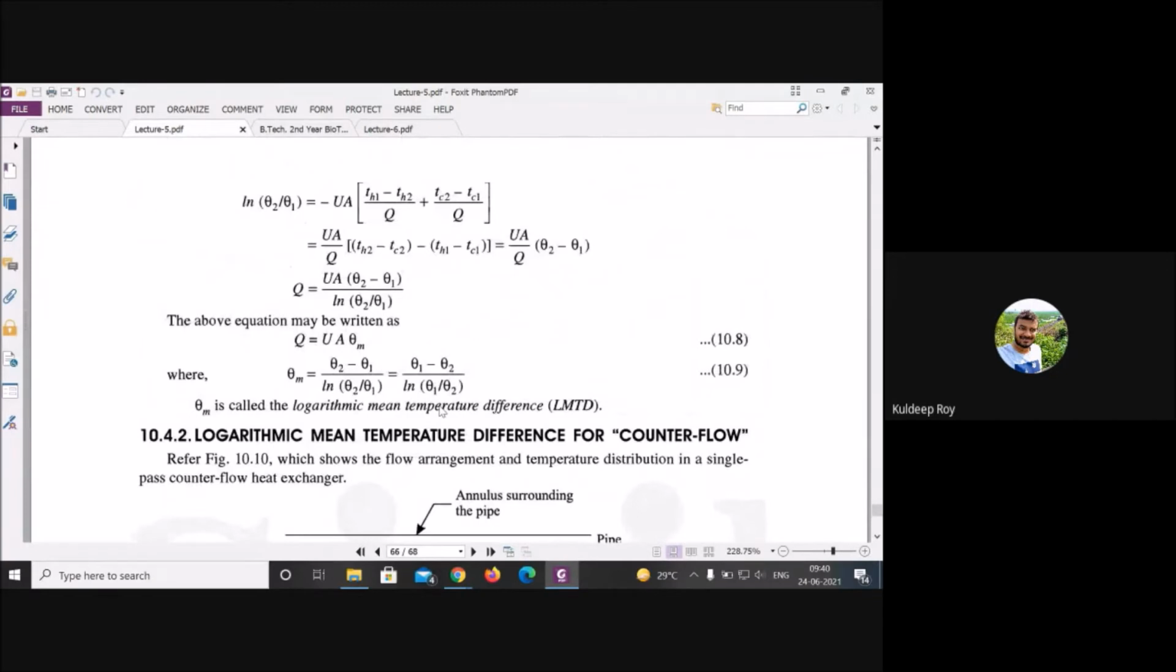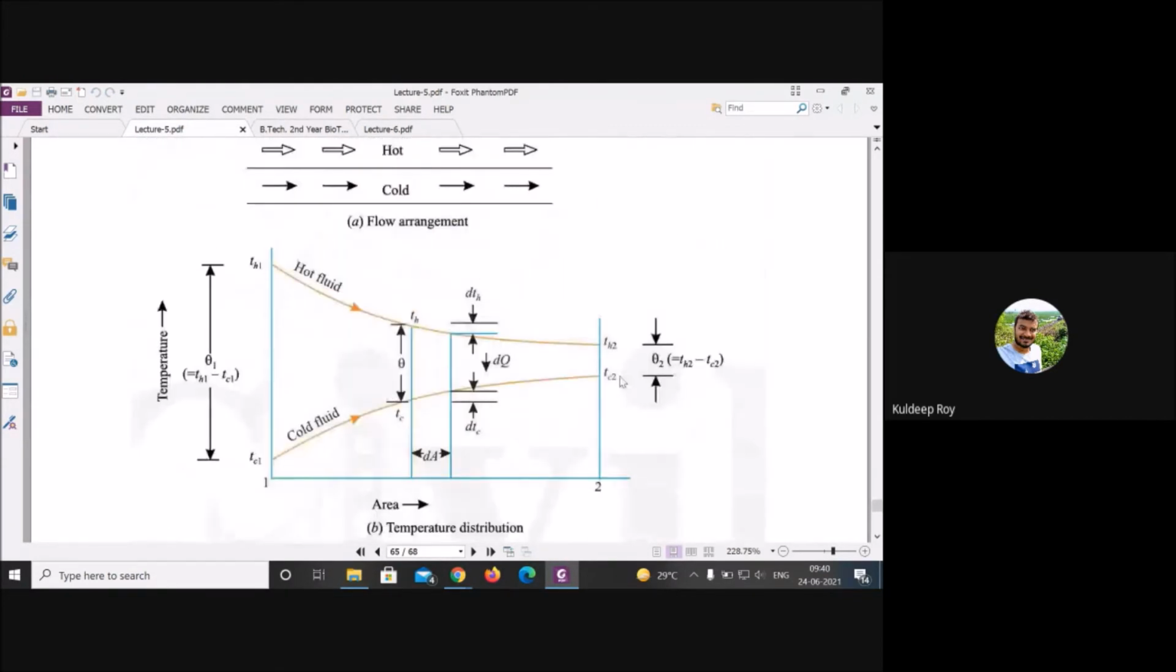We are just interested in seeing that final expression. Now you can see this is your final expression: theta m is equal to theta 2 minus theta 1 divided by ln of theta 2 divided by theta 1. Just keep in mind, this is your LMTD formula when the flow is parallel. But how much is theta 1? Theta 1 will be the difference of, sorry, this one: hot fluid in minus cold fluid in. Now you can see this is the difference.